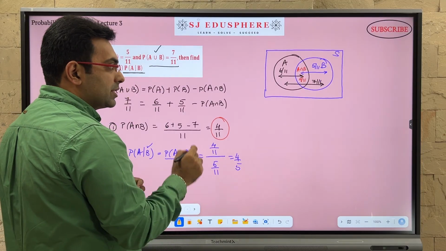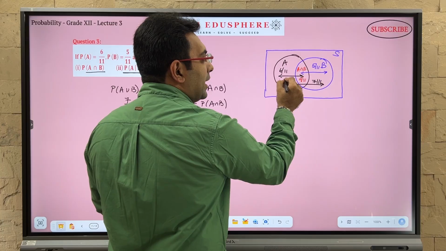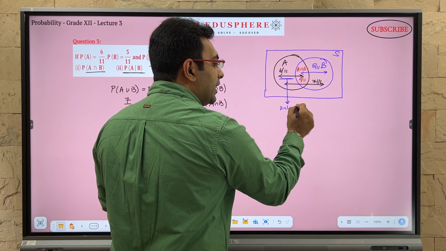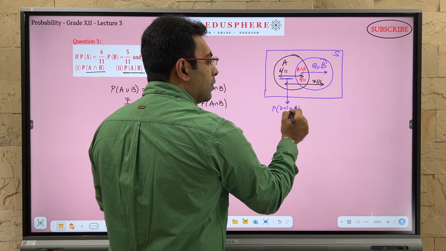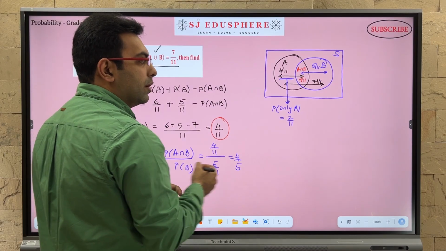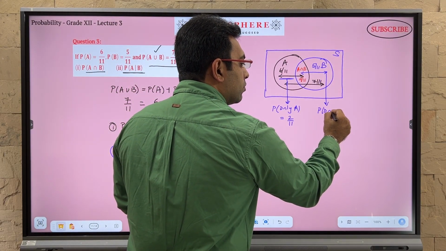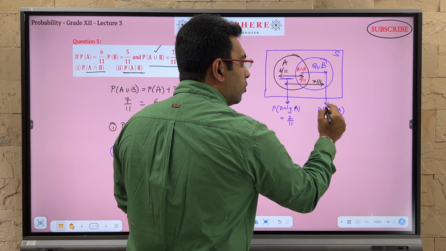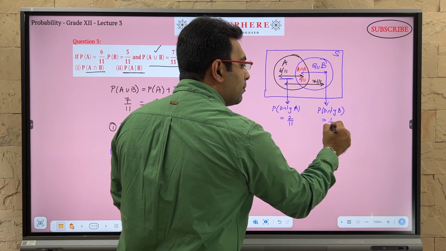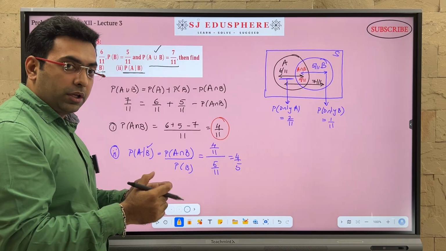So, students, please understand, if A intersection B is 4 by 11, do I know probability of only A? Probability of only A is 2 by 11. And my probability of only B over here will be 5 minus 4, that is 1 by 11. So I can use those concepts also over here.